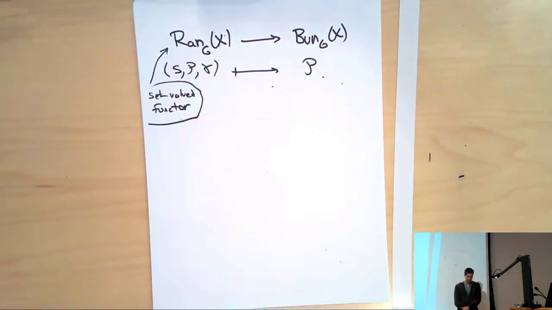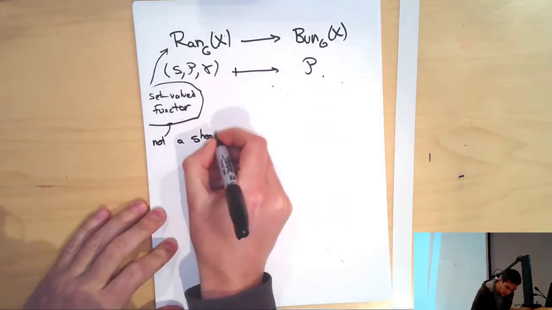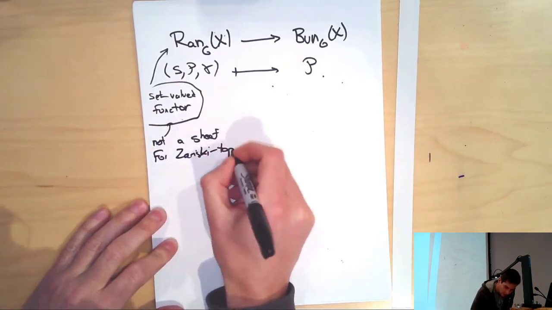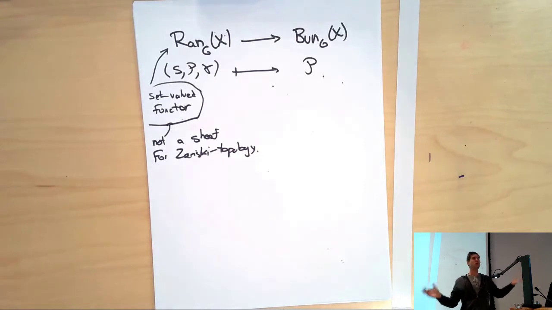But the bad news is Bun GX is an algebraic stack, and Ron GX isn't an anything. It's not representable by an algebraic variety or an algebraic stack. It's not even a sheaf. So not a sheaf for the Zariski topology, or any other topology you could think of. Now, if that bothers you, you could replace Ron GX by its sheafification for your favorite topology, and it's not really important. I mean, you could use that object instead of Ron GX in what follows.